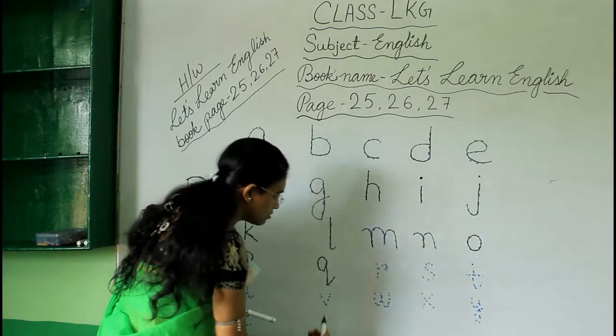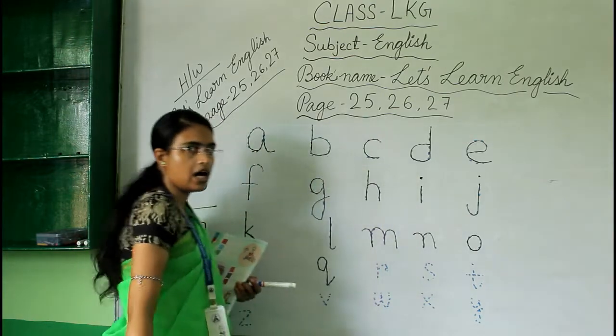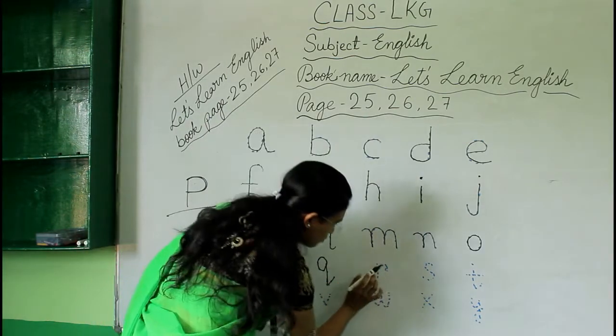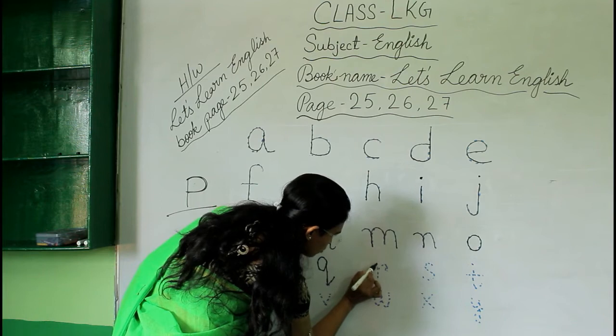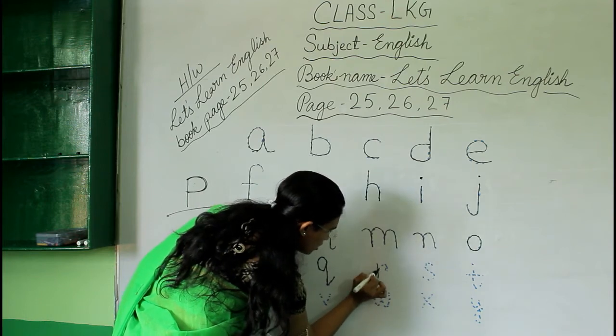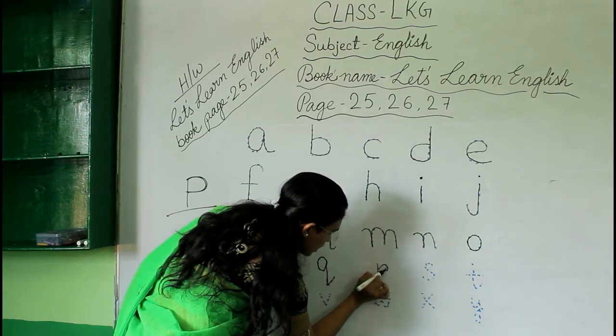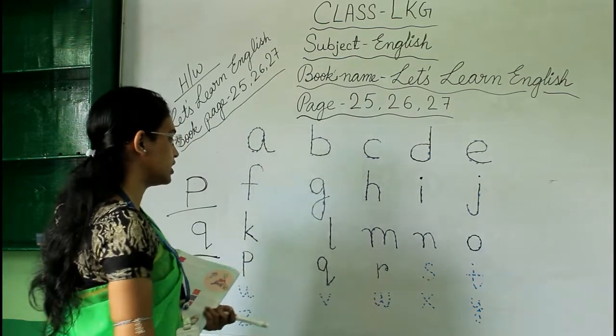After Q, what comes after Q? Yes, R. So, for making small letter R, first you have to draw a straight line. Then you have to draw a curved line like this. This is small letter R.